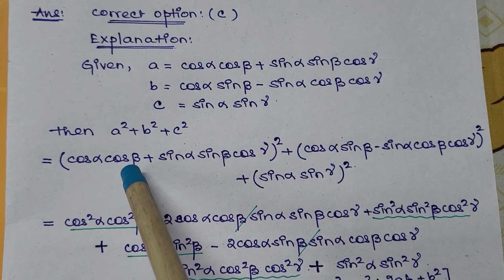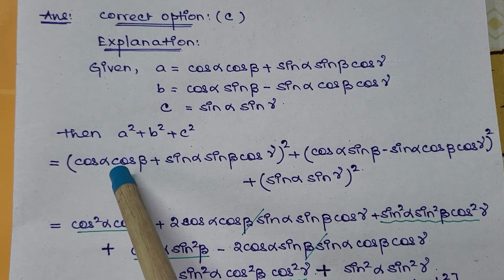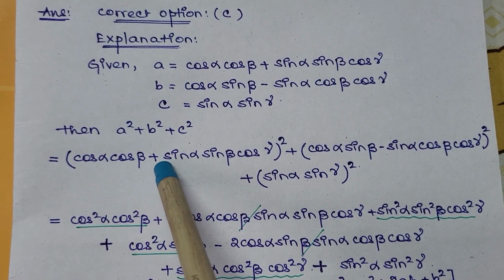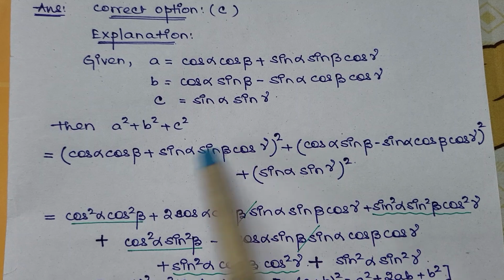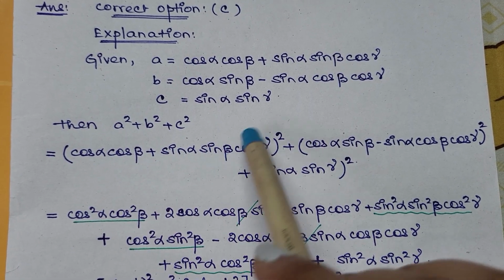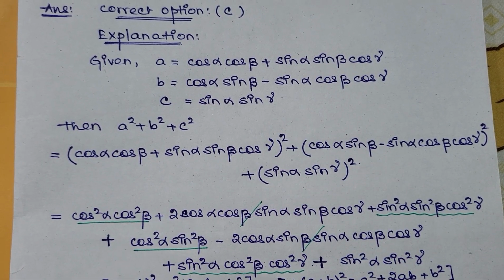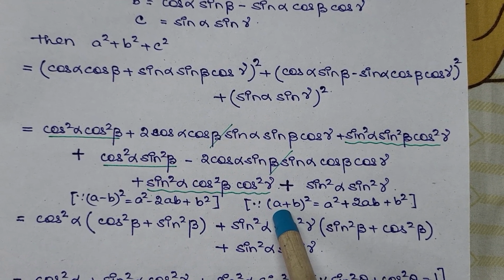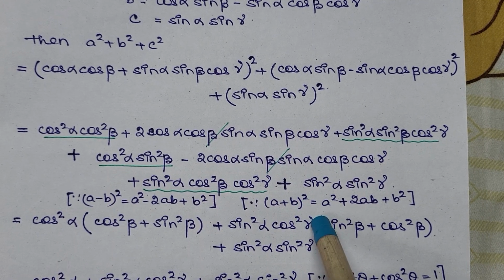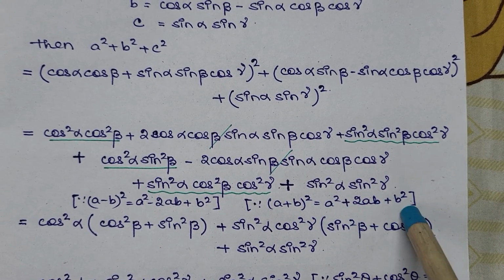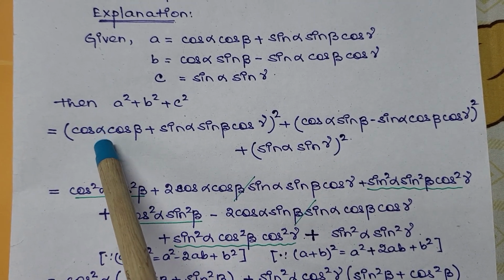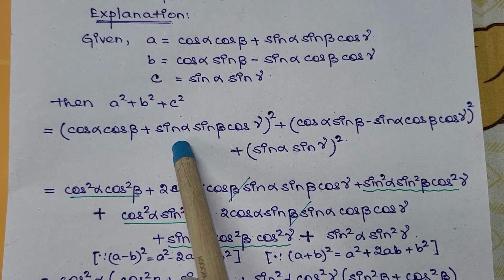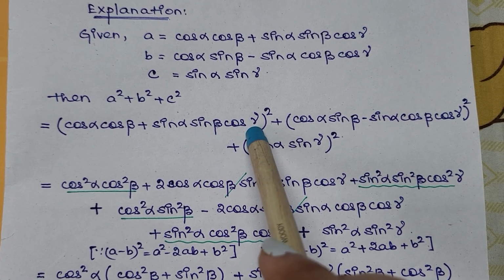Now, if we minutely see, this can be considered as A, plus, and this if considered as B, then it is of the form A plus B whole square. We know that A plus B whole square is equal to A square plus 2AB plus B square. Now, if A is thought of as cos alpha cos beta, then B can be thought of as sin alpha sin beta cos gamma.